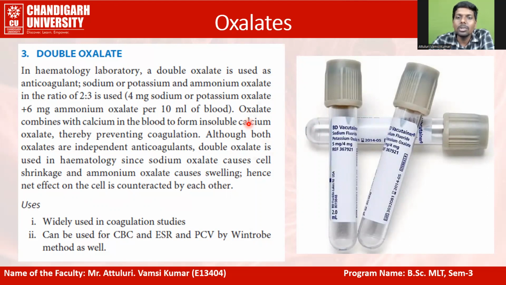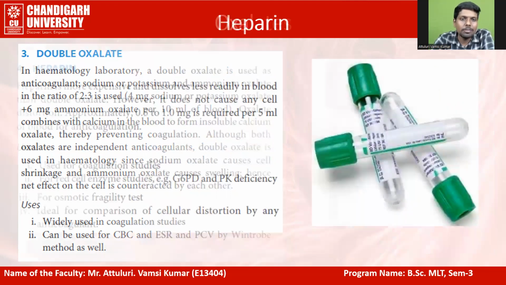Both ammonium and sodium oxalates can be used for coagulation studies of the blood. Various coagulation studies like bleeding time, clotting time, activated partial thromboplastin time, thrombin generation test, prothrombin time, all these coagulation profile tests can be actively studied in the presence of these double oxalates. Double oxalates are very essential for studying coagulation disorders in the blood. Then the next one is heparin.